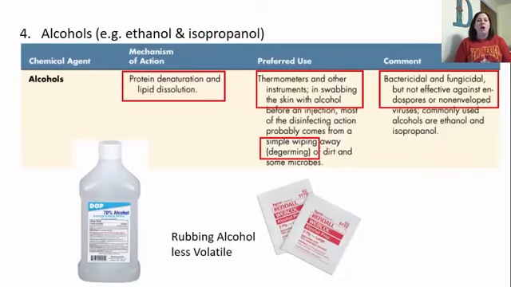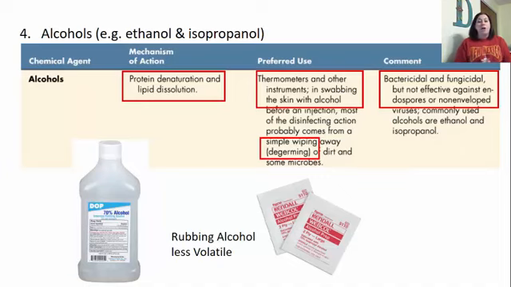The next group are the alcohols. These include things like ethanol and isopropanol. These are going to do protein denaturation and also lipid dissolution, meaning that it's going to dissolve the lipid components, the fats. We use these a lot of times with thermometers and other instruments. We also swab the skin with alcohol before we give a shot or something like that. The whole point there is it's simply wiping it away, so it's more of a degerming than an actual sterilization. This is bactericidal and fungicidal, but not effective against endospores or enveloped viruses.